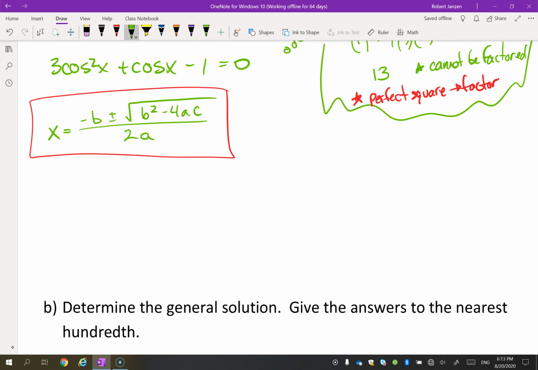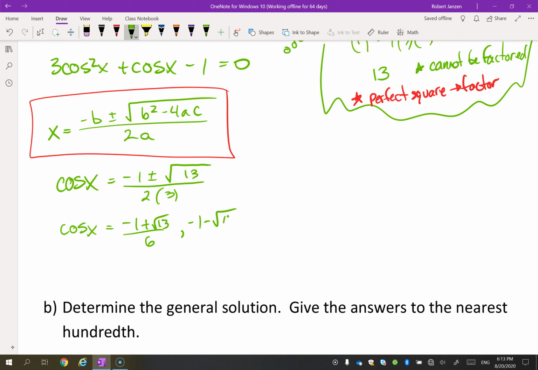Now the only difference is we're not going to solve for x. We're going to solve for cos of x. That's what the quadratic formula will be used for in this case. So you'd have negative 1 plus or minus, now I already know this is 13, I already figured that out, over 2 times 3. Okay, so you get cos of x equals negative 1 plus root 13 over 6, and you get negative 1 minus root 13 over 6. And what we need to do is solve for both of those.